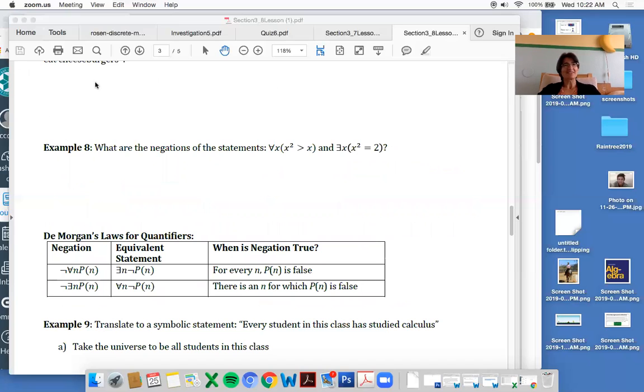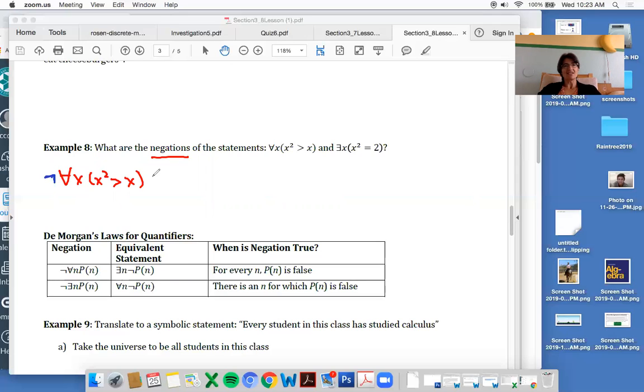Yeah, not a good time to talk about politicians. All right, so let's look at these mathematical statements and do the negations. If I have this, it says for all x, x squared is bigger than x. We said that this is true if the universe is integers, but it's false if the universe is real numbers. But let's negate the statement, not really worrying about its truth value.